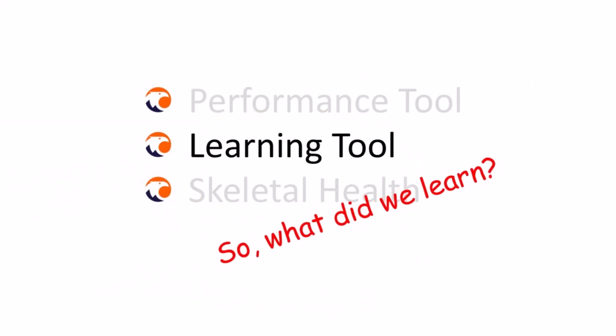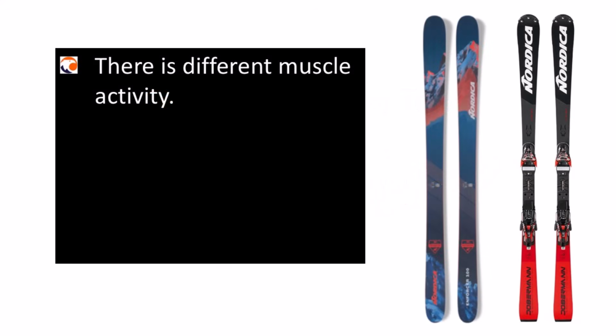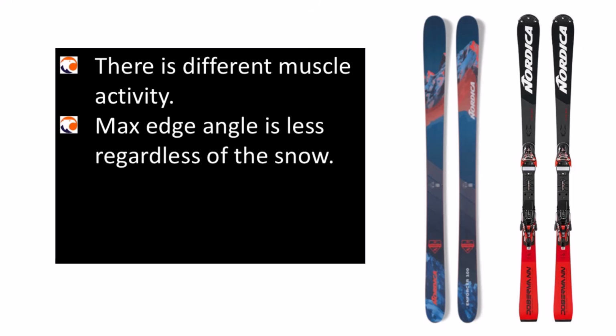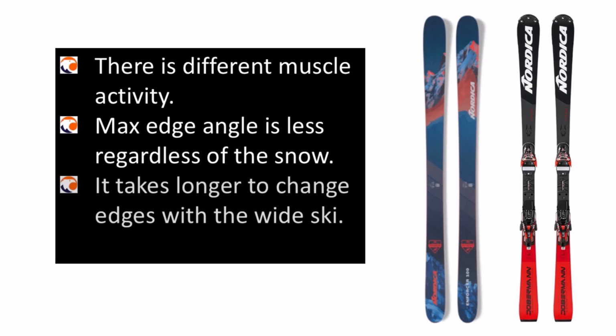So what did we learn? There is different muscle activity. Max edge angle is less regardless of snow. It takes longer to change edges with the wide ski. The wide ski is slower.